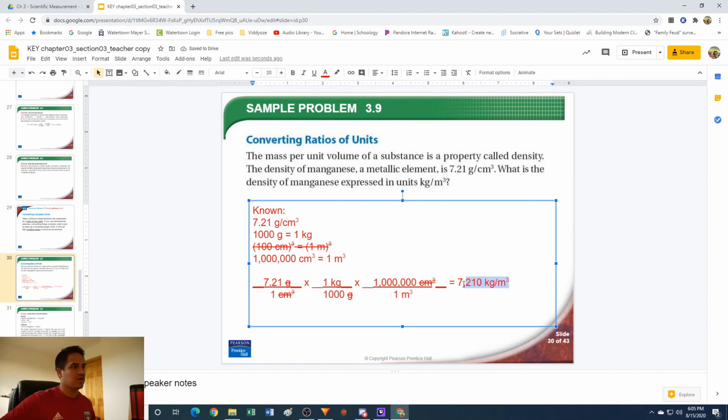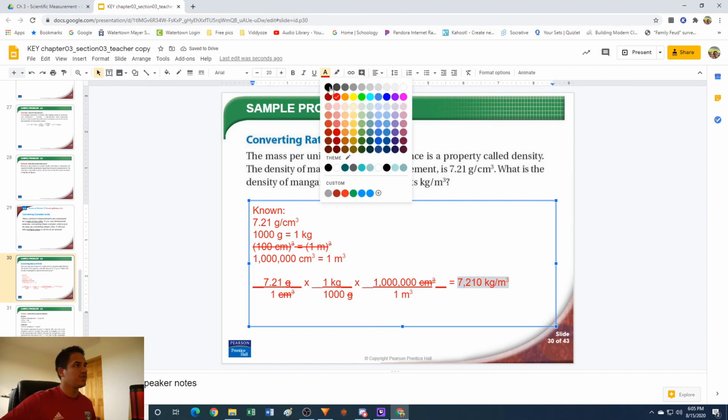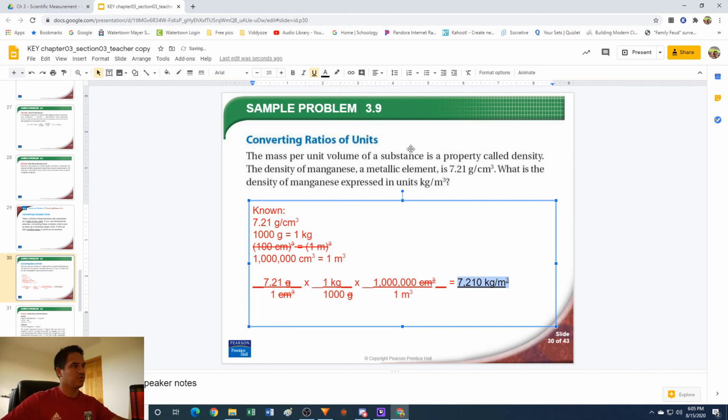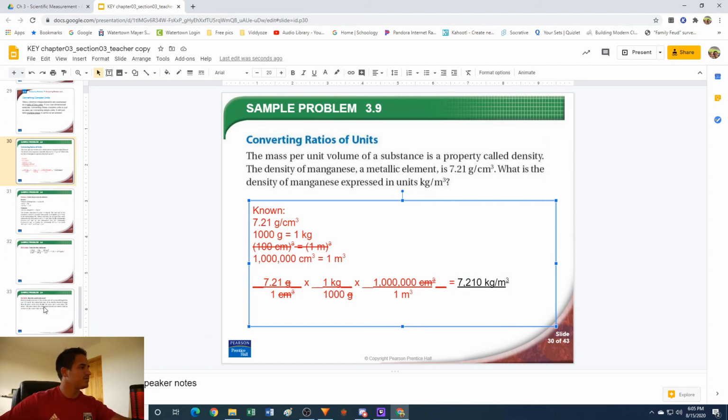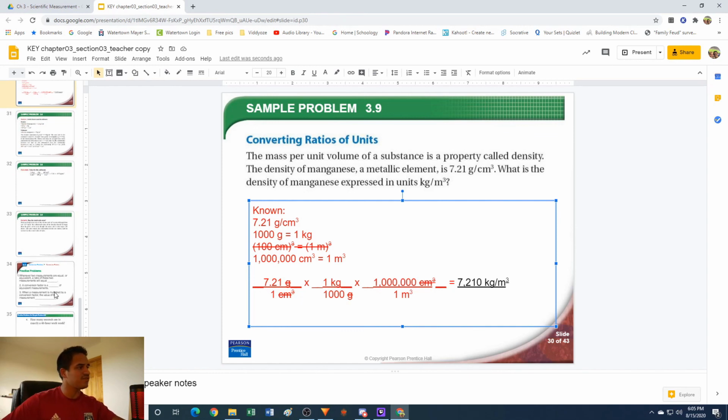Okay, and that is our final answer with the units that they are looking for, which is again kilograms per cubic meter. So again, we can see our units canceling out, and this is why it's so important to write your units on your measurements. All right, so that is it for this section of notes.